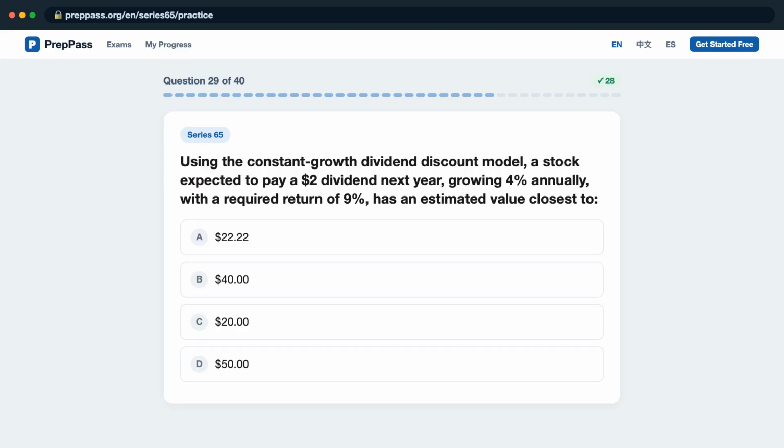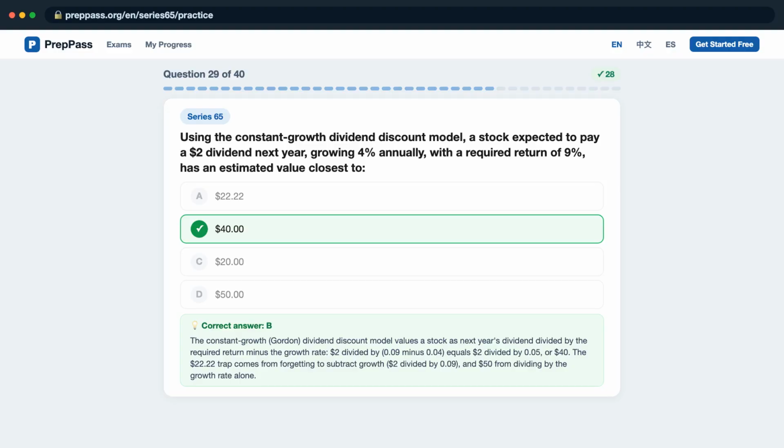Question 29. Using the constant growth dividend discount model, a stock expected to pay a $2 dividend next year, growing 4% annually, with a required return of 9%, has an estimated value closest to, is it A, $22.22? B, $40? C, $20? D, $50? The correct answer is B.